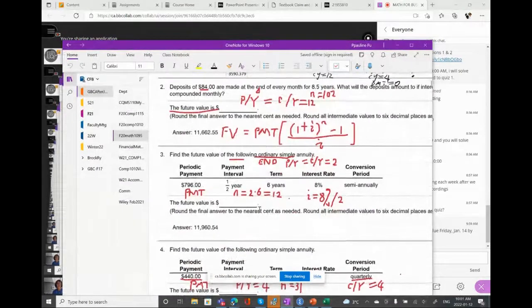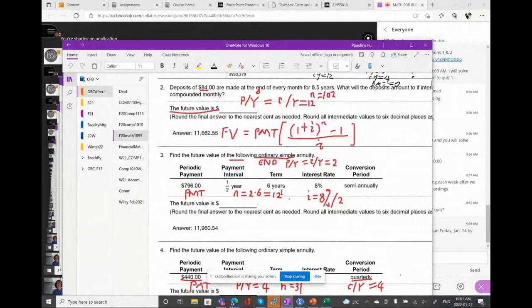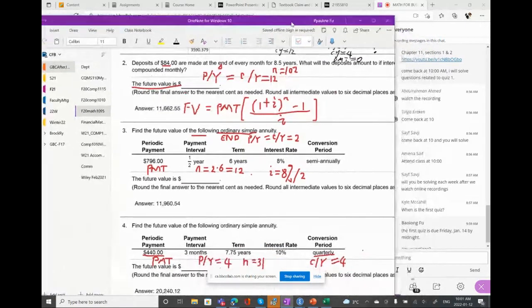So I will go over this question. Hope you can see the question. This question is on chapter 11, session 2. Calculate future value of ordinary simple annuities. Let's dive in. I try to make multiple windows.